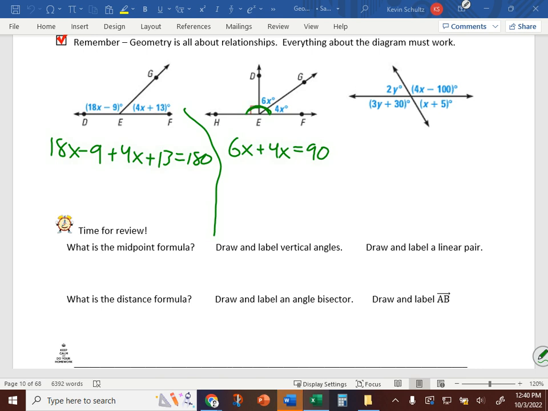Okay? Like I said, geometry is all about relationships. How does one thing relate to something else? Okay? Then the last one, you've got x and y to solve for. What would you set up here?